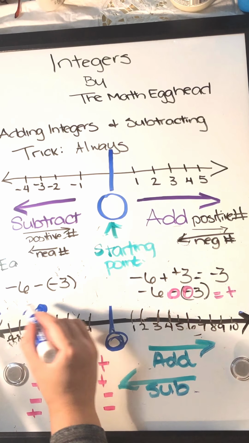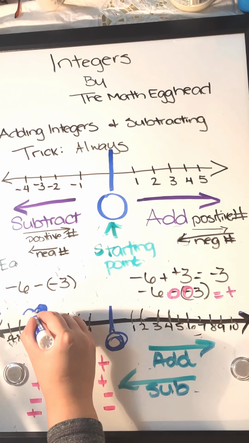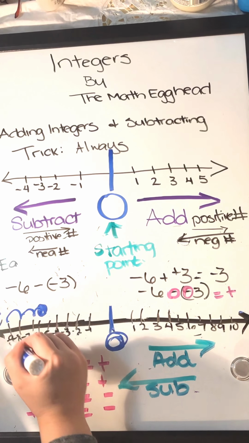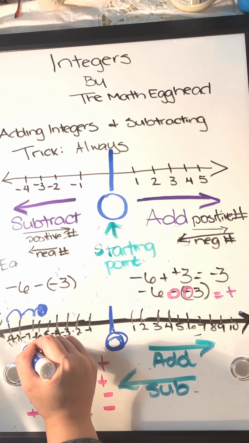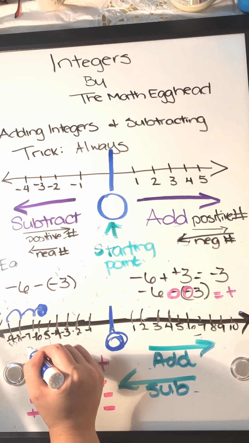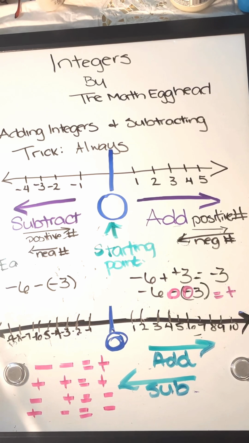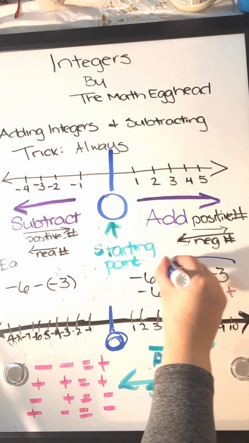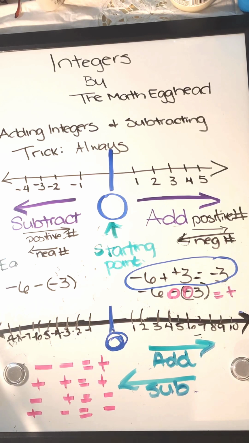So -6. Now remember, we're adding a +3 because we are rewriting this. So I went backwards. That was not correct. Let me just change this really quick and erase this. All right, guys. So -6 minus -3, when you do rewrite that, it does turn into an addition problem. So it's -6 plus +3, which equals -3.